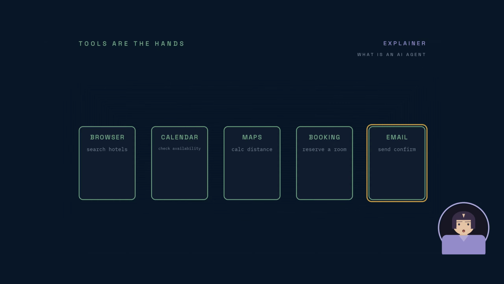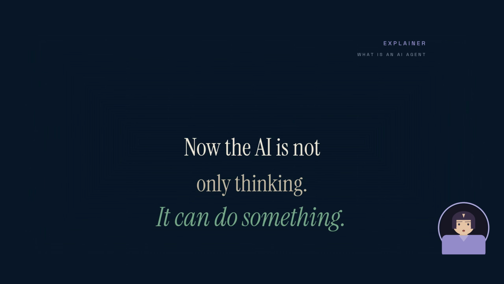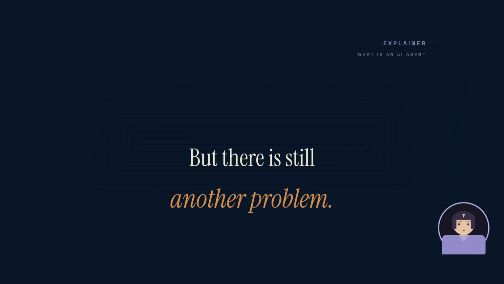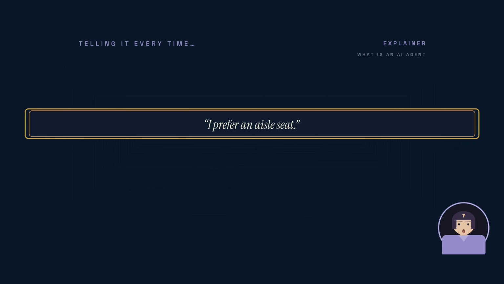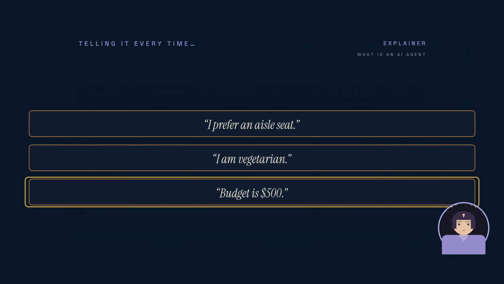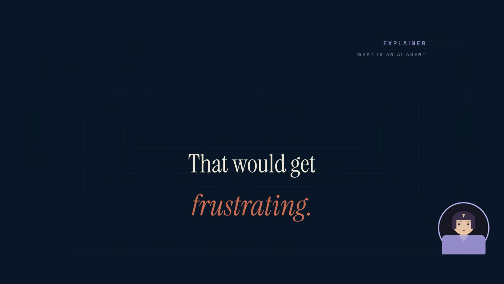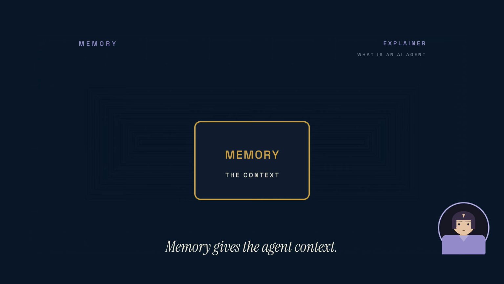But there is still another problem. Imagine telling your assistant every time, I prefer an aisle seat. I am vegetarian. My hotel budget is $500. Do not schedule meetings before 9. That would get frustrating. This is where memory comes in. Memory gives the agent context. It can remember useful preferences, previous conversations, earlier decisions, or what has already happened during the current task.